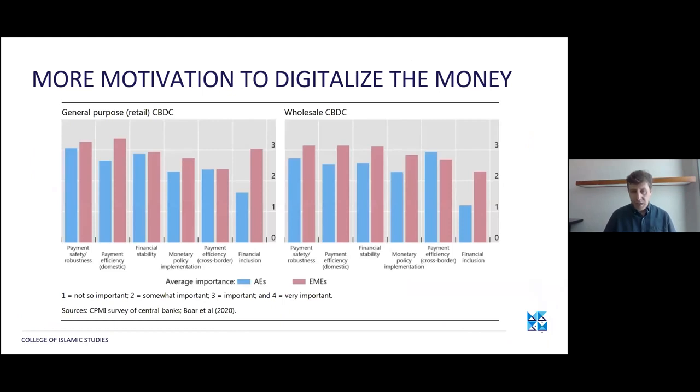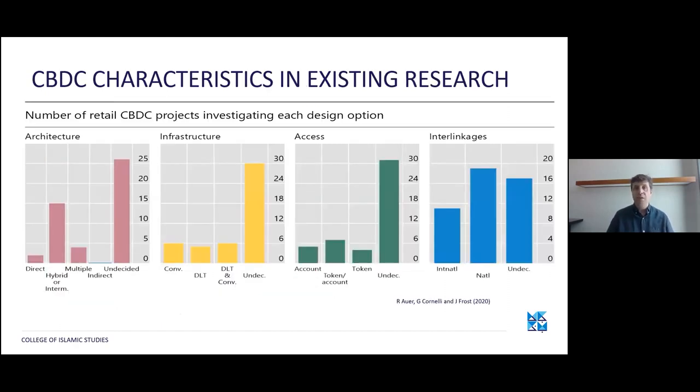There's a survey done by the BIS. They asked the member countries in which stages they are in using central bank digital currencies. First of all, developed and developing countries are quite similar. They're not too much different. Only in financial inclusion, emerging market economies think that they can benefit a lot from central bank digital currencies. That is the big difference. Other than that, they are quite similar. But central bank digital currencies can help with payment safety, payment efficiency, financial stability, monetary policy, and so on, which I will explain in a bit.